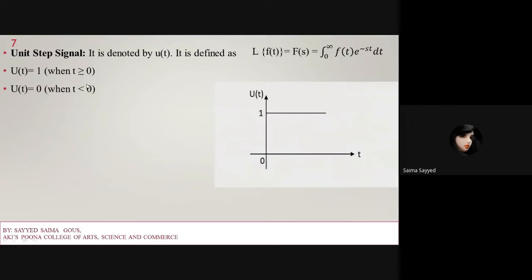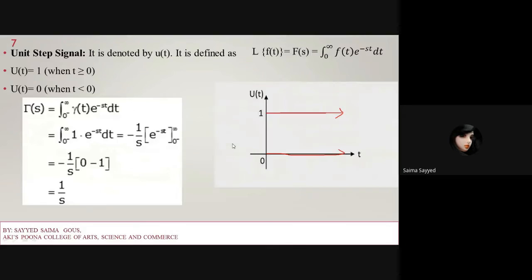Now the unit step signal. We know that the unit step signal is defined as u of t equals 1 when t is greater than or equal to 0, and it is 0 when t is less than 0. So this is my unit step signal. When t is greater than or equal to 0 it is always 1, so the signal is unity. So this is the definition of Laplace transformation.